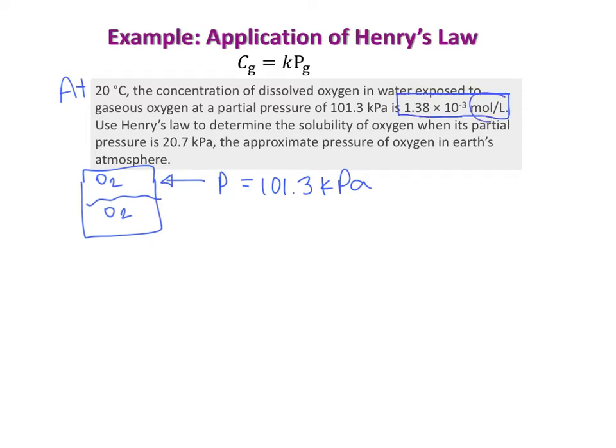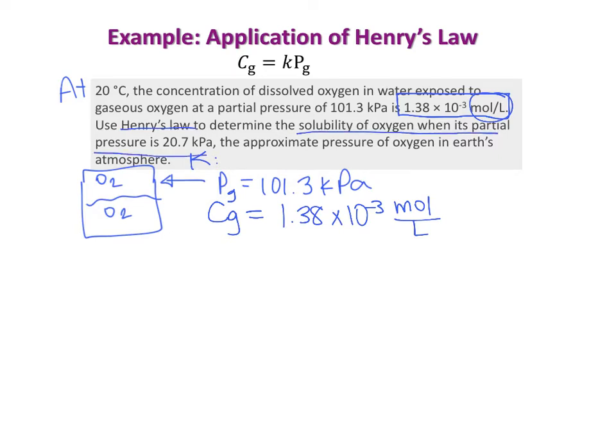What they also tell us is the amount of oxygen dissolved. Mole per liter is basically a concentration. I know it doesn't seem so obvious, but they're telling us the solubility. So this was the partial pressure and this is the solubility: 1.38 times 10 to the negative third mole per liter. Overall, these are knowns. Use Henry's law to determine the solubility of oxygen when its partial pressure is this.